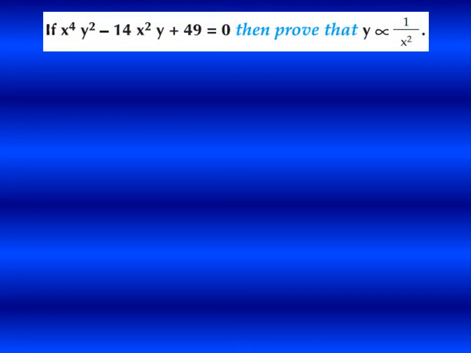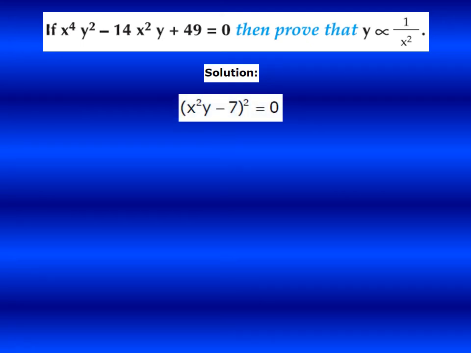If x to the power 4 y to the power 2 minus 14x squared y plus 49 equals 0, then prove that y varies inversely with x to the power 2. Solution: factorize the left hand side.